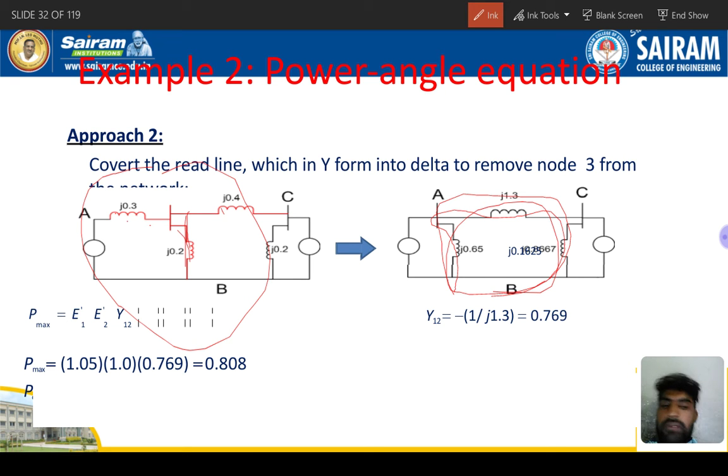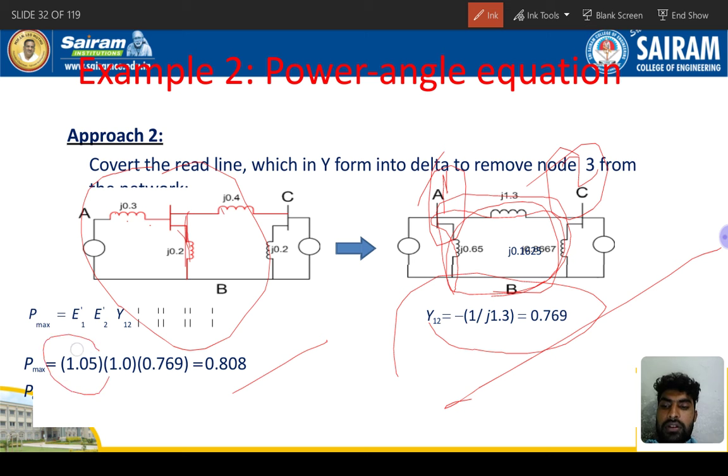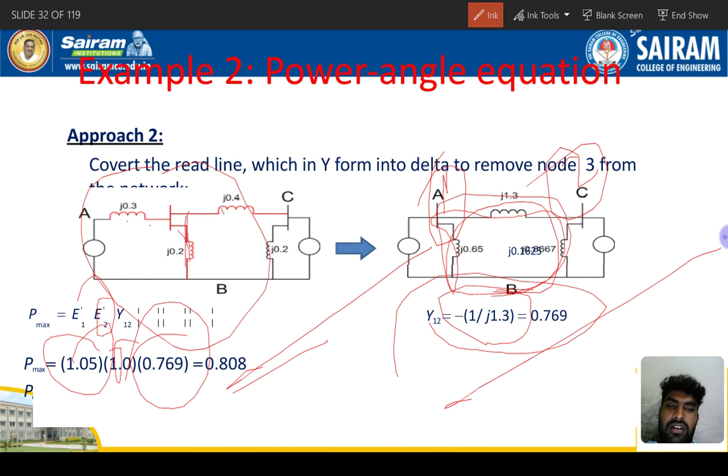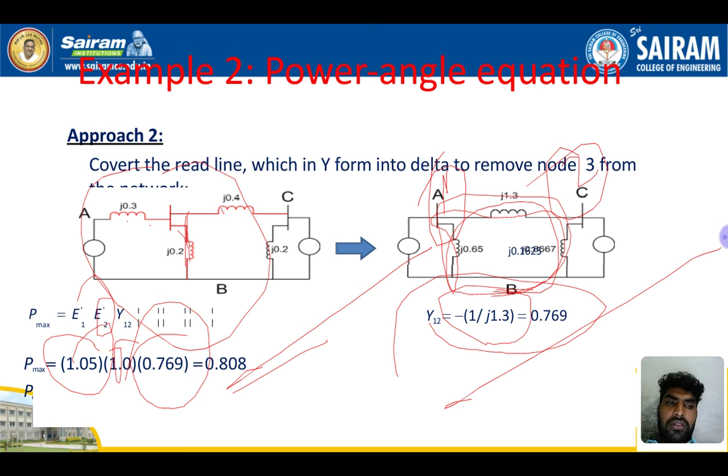So if you want to calculate Pmax, it is equal to what? E1 E2 dash Y12, right? Where Y12 is equal to what? Minus 1 by j 0.13. This one is 1 to 2, right? So 1 to 2 node. So Y12 is equal to minus 1 by j 1.3. You'll get 0.769. So Pmax is equal to 1.05 into 1, this one E2 dash, and 0.769 is Y12. Finally you get this answer, right? This is the overall solution for this problem.